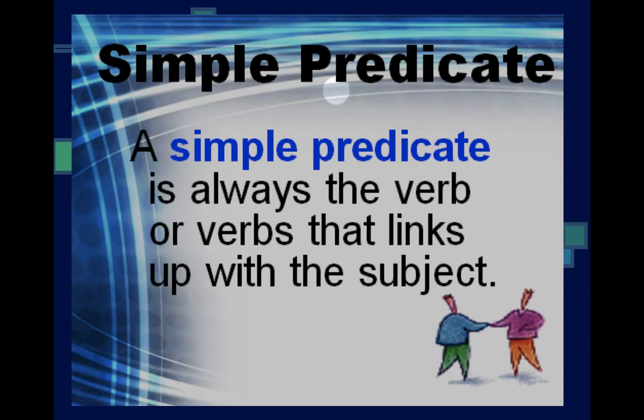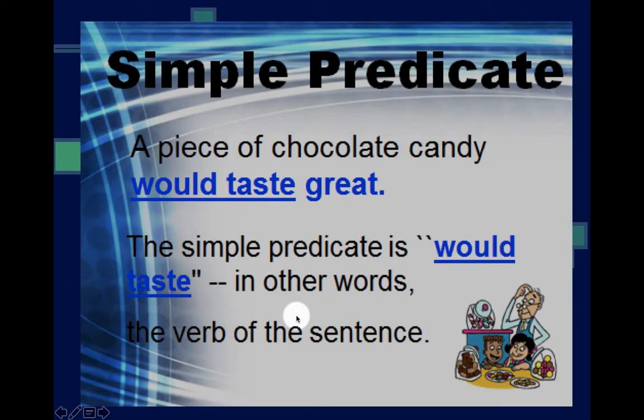Moving on to the simple predicate, we have to know that the predicate is the verb of the sentence. It could be either an action word or a helping or a linking verb. So as I just said, it's always the verb or verbs that link up with the subject. For example, a piece of chocolate candy would taste great. The simple predicate is would taste, as I just said before.